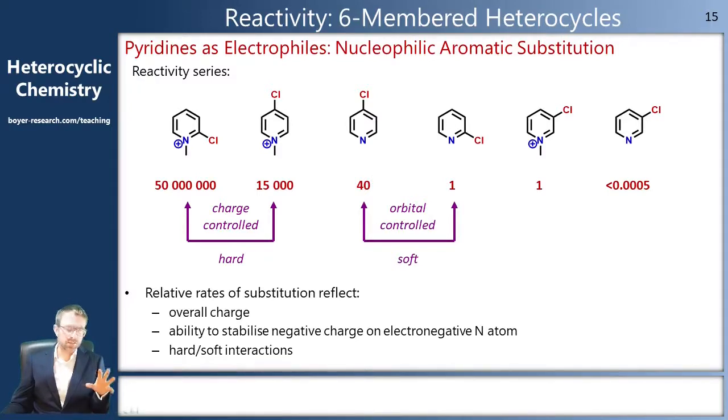Whereas in the uncharged system, it's an orbital control system. That means that it's soft and orbital based, and the biggest orbital coefficient is on the 4 position, where the chloride is, versus the 2 position. Now, these are both faster than the corresponding 3 substituted, but we do still see substitution at these positions. In fact, the positive charge on our pyridinium species means that now the rate of substitution is pretty decent. However, our uncharged species is still pretty slow, but not nothing, like for example in chlorobenzene.